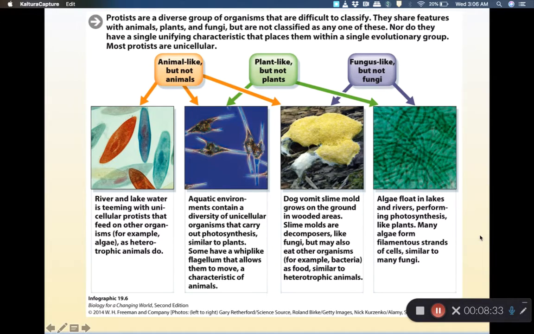And again, ultimately, what is going to determine the relatedness of these organisms is their genetic material, not necessarily their body makeup, but ultimately their genetics and how interrelated these organisms are.